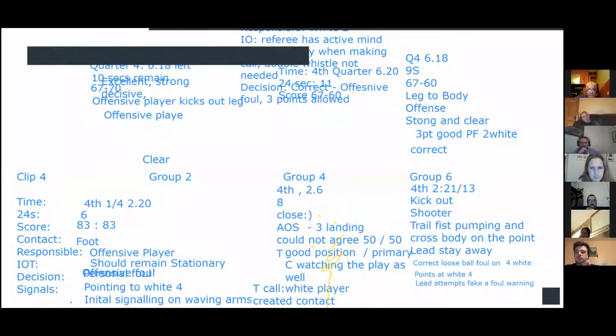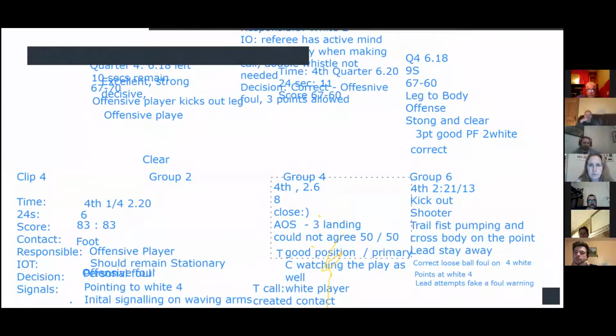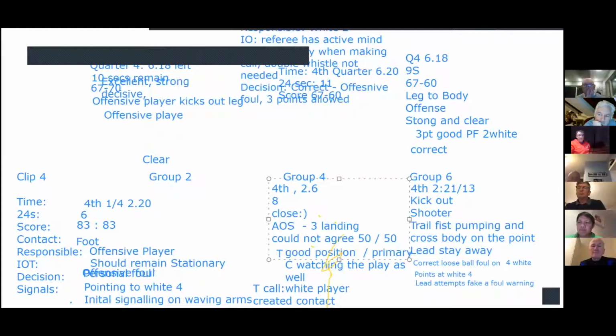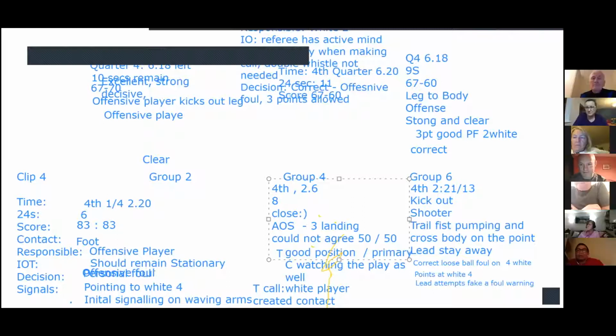Okay, end of the game, offensive player responsible, correct. Active shooting 3 points, landing foul, could not agree. Okay, in your group you didn't agree. Group number 4, can you share with us what was the differences of opinion? Magic, is it your group? Yeah. Sorry, I was on mute.